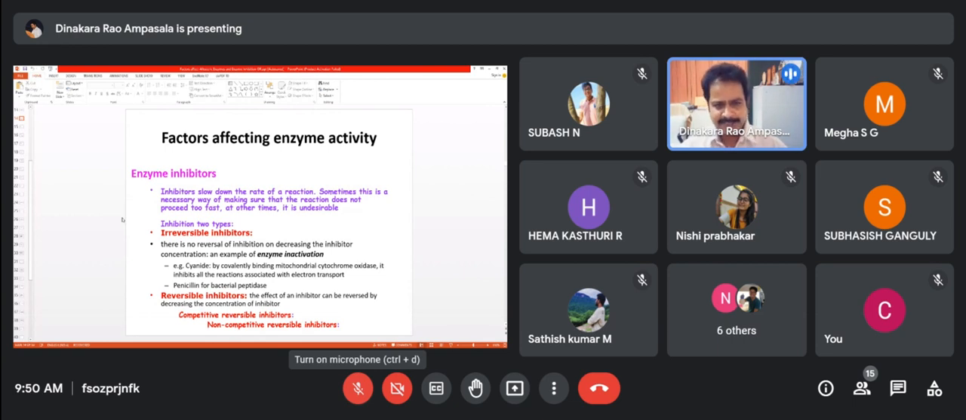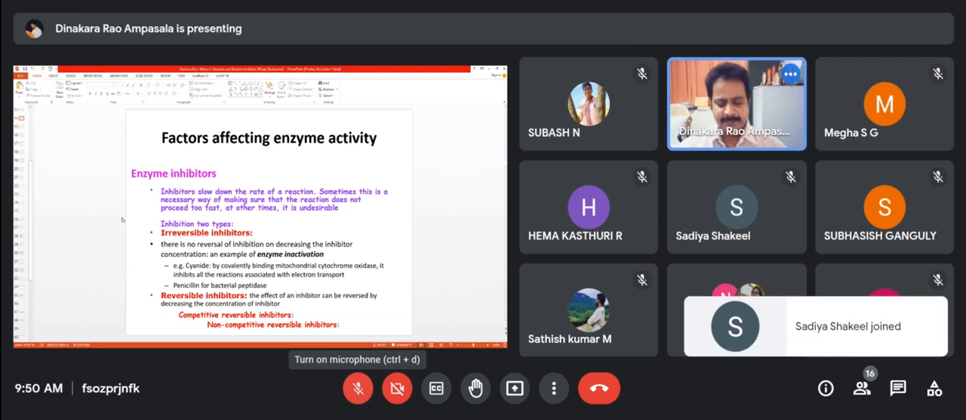Okay, so inhibitors slow down the rate of a reaction. When you add inhibitors, if they interact with the enzyme and the enzyme changes its structure, then it loses its activity. That's the way it reduces the reaction rate. Sometimes this is a necessary way of making sure that the reaction does not proceed too fast. At other times, it is undesirable. So it is really an essential checkpoint in biological systems.